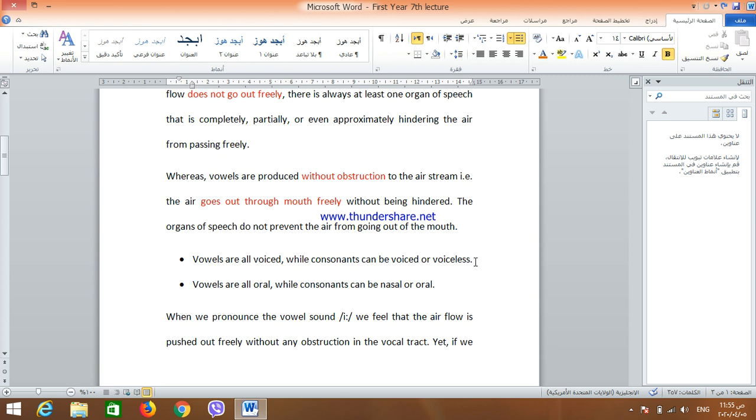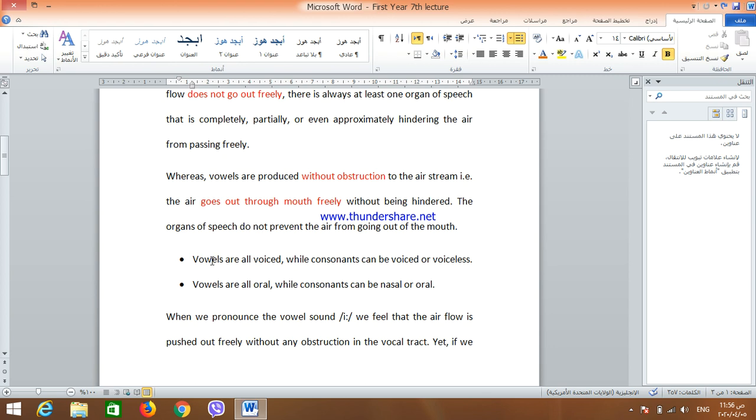Actually, whenever anyone goes to the doctor, for example, and the doctor wants to check the inside of the mouth, the doctor usually asks the patient to say ah, because ah is a vowel. And in the pronunciation of a vowel, the oral cavity is almost open and clear so that the doctor can see very well. So here you can imagine what we mean by the organs of speech do not stop the air from going out of the mouth.